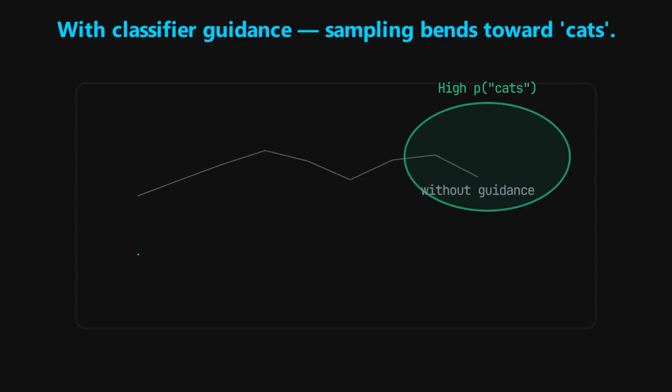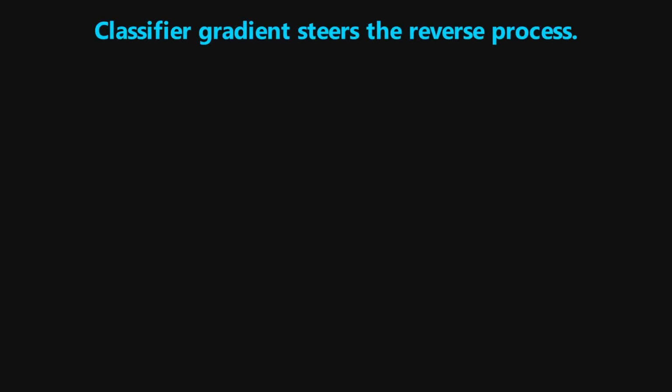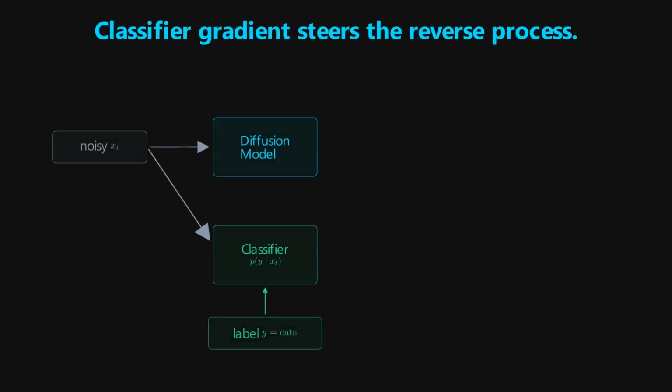This is where guidance enters the story. Guidance is the steering wheel of diffusion. Without guidance, the model may generate a plausible image. With guidance, we can push the reverse process toward a specific class, a specific prompt, or a specific visual meaning.